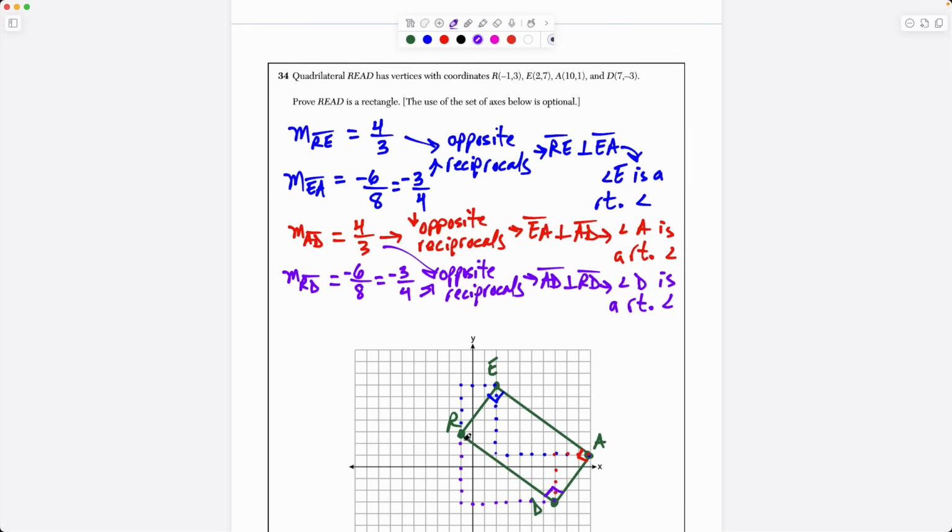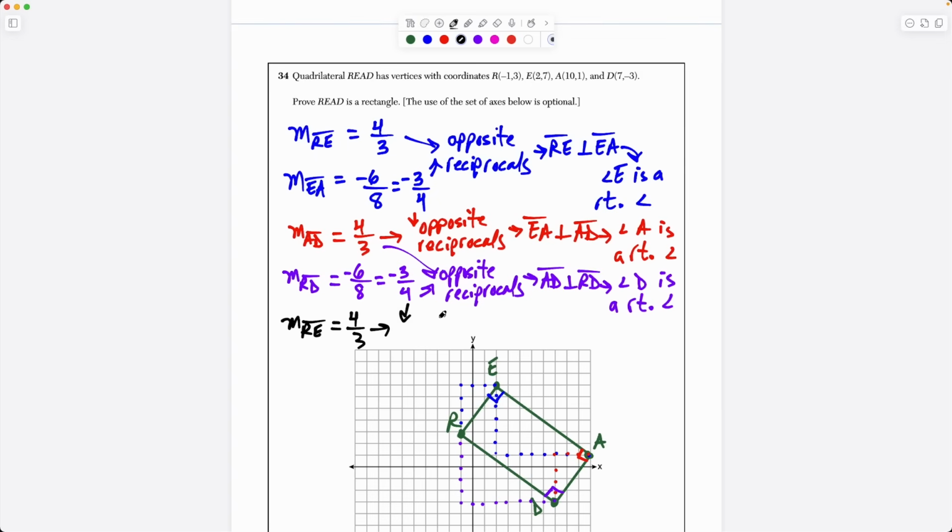All right, and now we have to just say one more, angle R. So notice in the beginning we said the slope of RE is 4/3. I'll just rewrite that again over here. So the slope of RE, let me just make this neater. So the slope of RE is equal to 4/3.